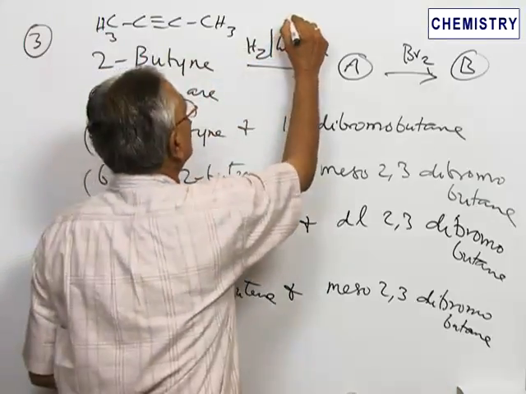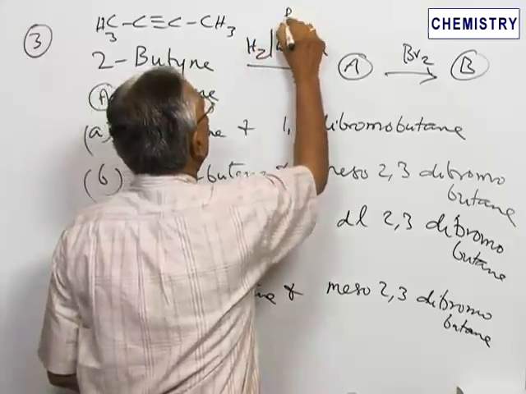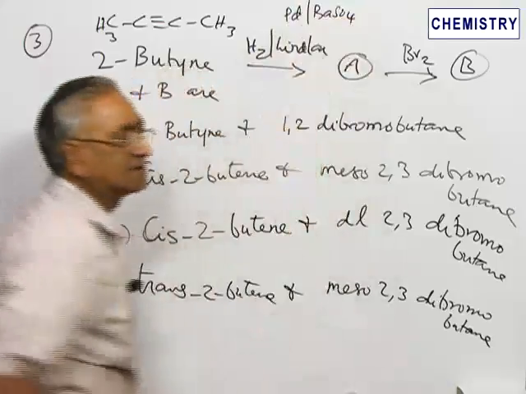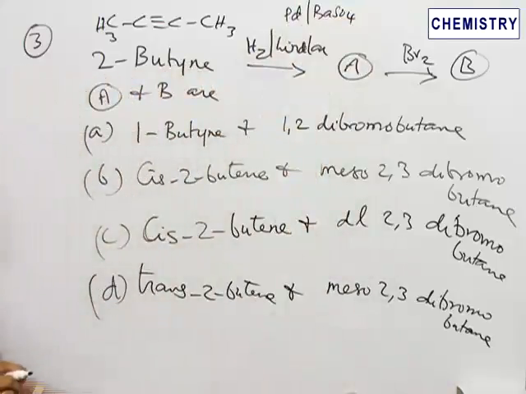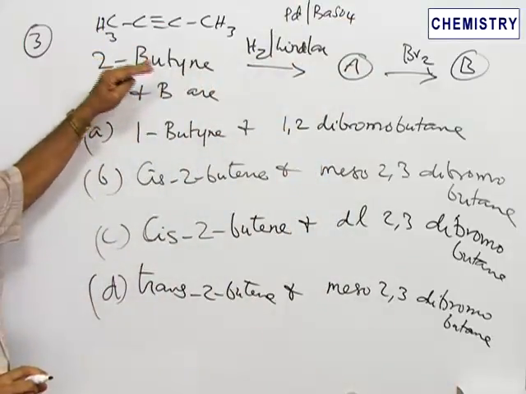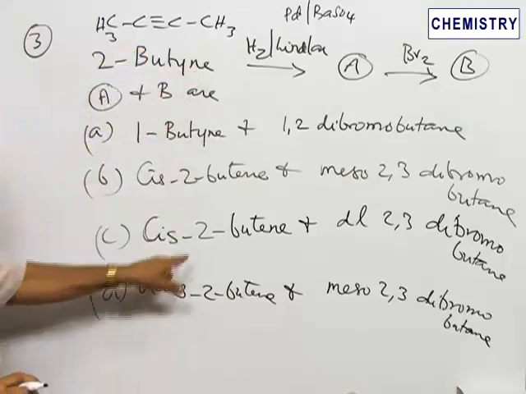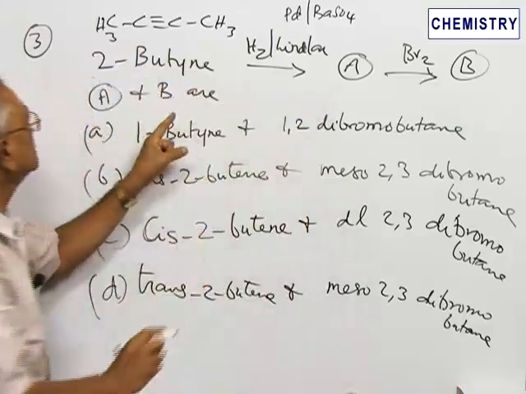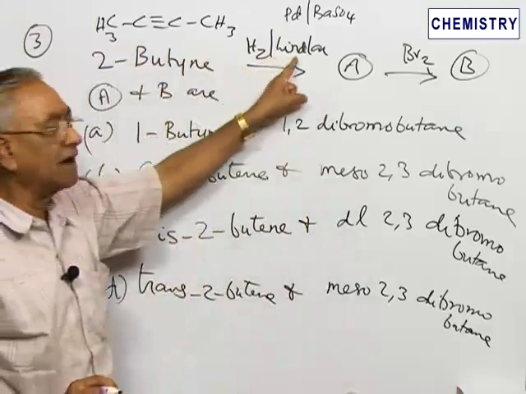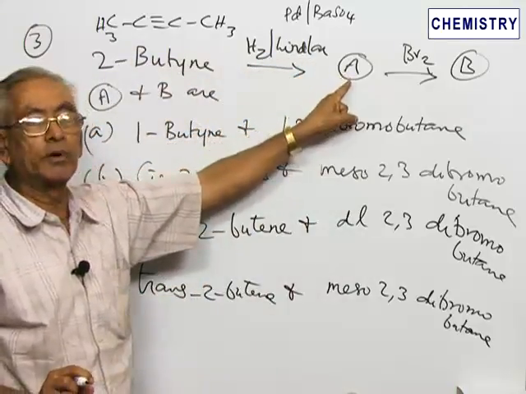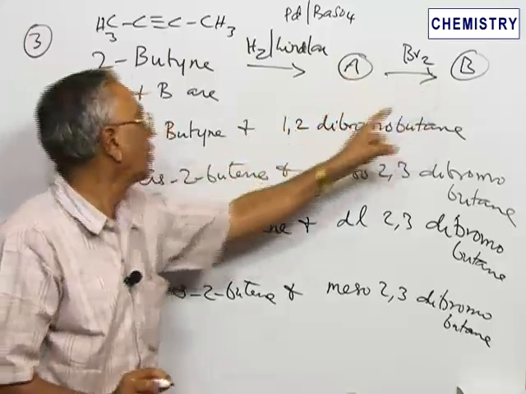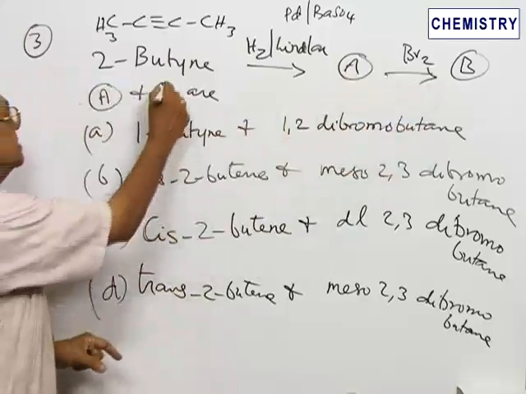Lindlar catalyst is actually hydrogen and palladium on barium sulfate as a catalyst, that is known as a Lindlar catalyst. This always leads to a cis-butene. The question asks: this compound A, on reduction with the Lindlar catalyst leads to a compound A, which on further bromination leads to B. What are A and B? That is the question that is being asked.